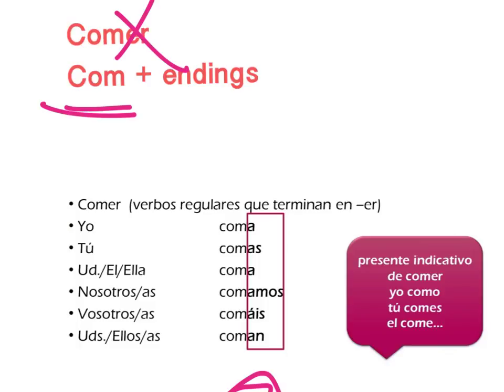Now you can compare both comer in the subjunctive and comer in the indicative. Yo coma, subjunctive. Yo como, indicative. Tú comas, subjunctive. Tú comes, indicative. So you can see there's a difference, okay?